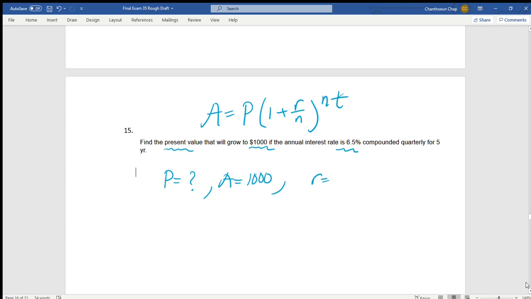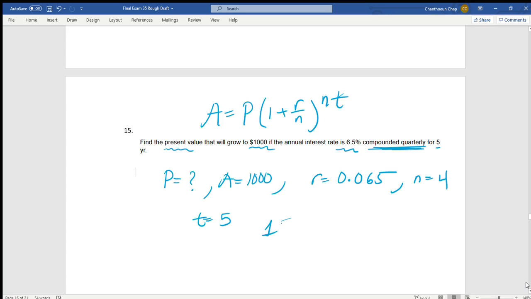The r is the 6.5%, but converted to a decimal, so it's 0.065. It's compounded quarterly. That means n equals 4. And the time is 5 years. So we have everything we need. We'll just plug it into the formula above.